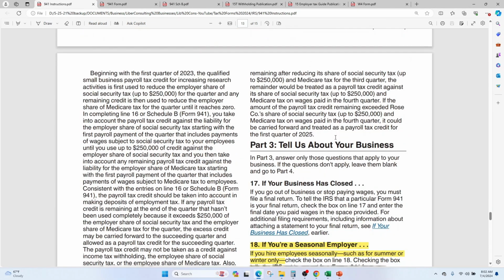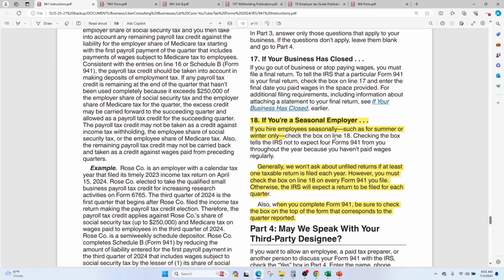And we can read about the seasonal employer as well. So if you hire employees seasonally, such as summer, winter only, you check the box 18. Checking the box tells the IRS not to expect a Form 941 from you throughout the year because you haven't paid wages regularly. Generally, we won't ask about an unfiled return if at least one taxable return is filed each year. However, you must check the box on line 18 on every Form 941 you file. Otherwise, the IRS will expect a return to be filed for each quarter.